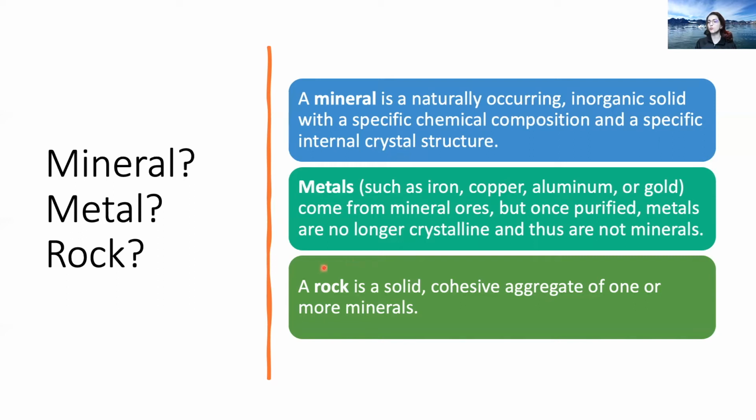And then finally, a rock is simply a solid cohesive aggregate of one or more minerals. So in that case, ice, being composed only of water, is also considered a rock. It is a monomineralic rock. It is a rock made up of one mineral, but ice is a rock. The more you know.